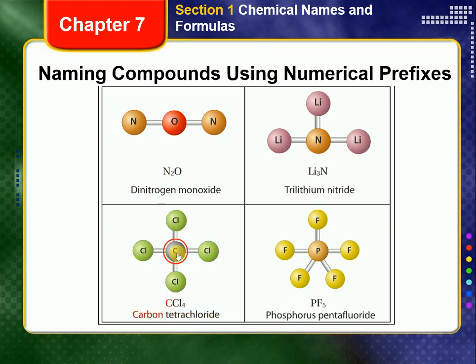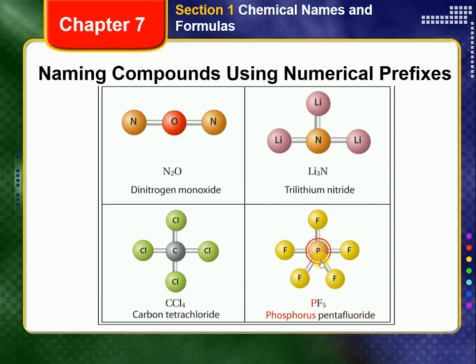But we see carbon surrounded by 4 chlorides. So we use the prefix that represents 4, tetra: carbon tetrachloride. Phosphorus surrounded by 5 fluorides: phosphorus pentafluoride.